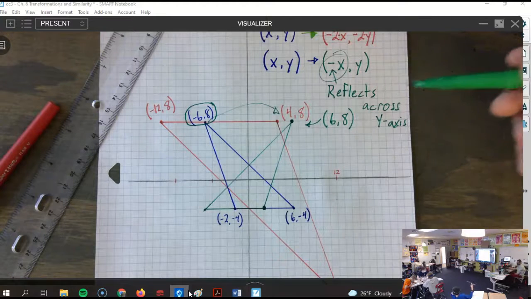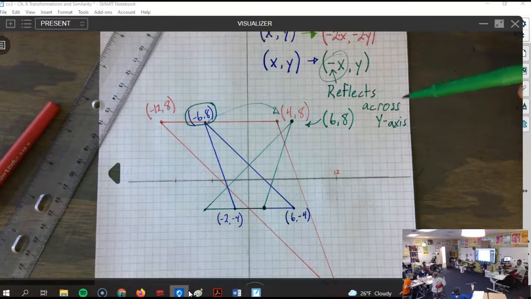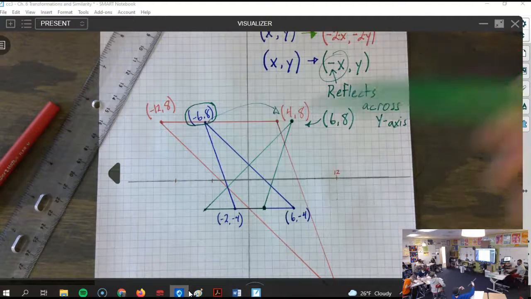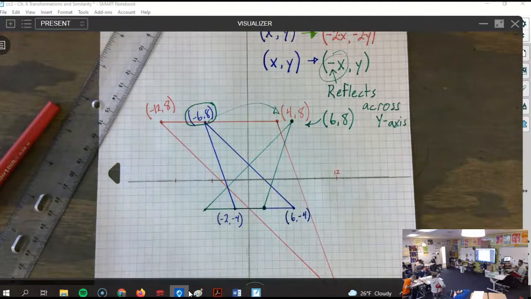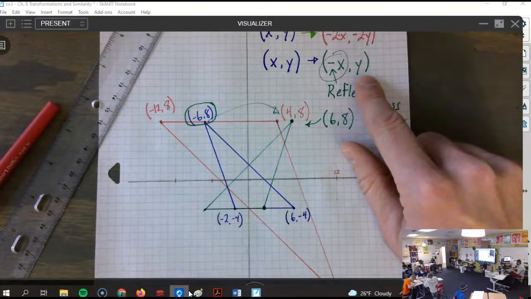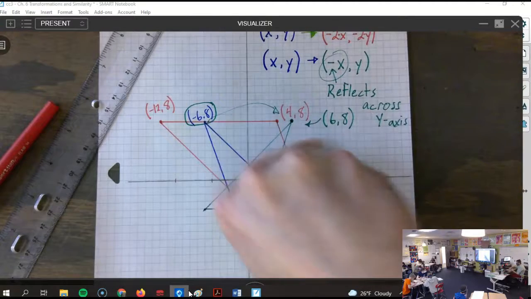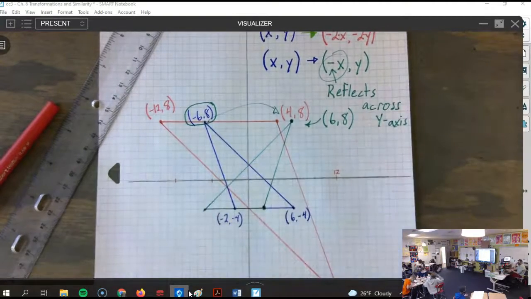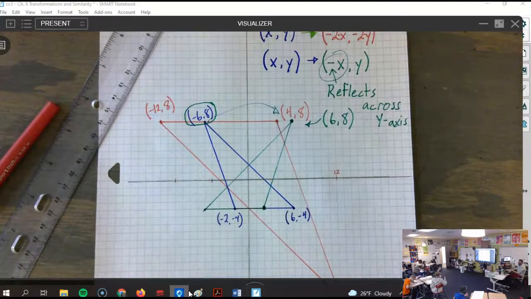So, let's make another conjecture then. How do we think we could reflect across the x-axis? Anna? So if we did negative y, it would reflect across the x-axis. Wait, didn't we say this guy rotated? So wait, if I reflect across the y and I reflect across the x, does that just make my shape rotate? And this is where we're going to pick up tomorrow.